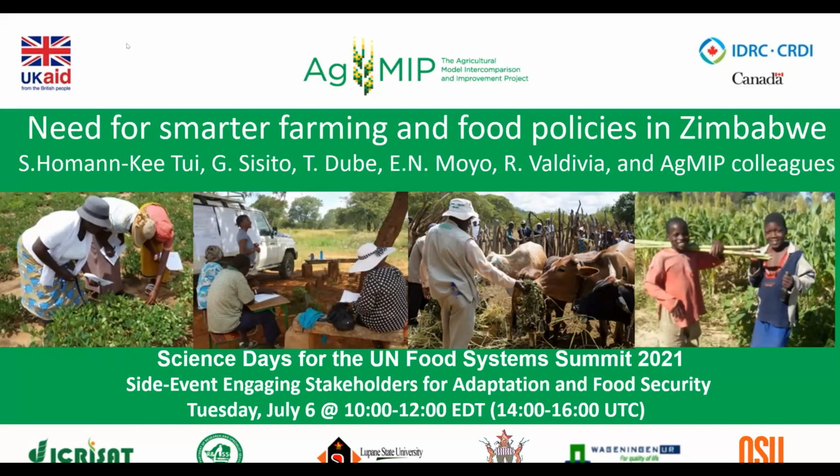So here, I'm giving you insight for the team in Zimbabwe, who has particularly included ICRISAT, Matopos Research Station, National Lupane State University, the Climate Change Department, Wageningen University, with support from Oregon State University. So going back into the last two phases of our engagement with AgMIP, and looking in particular at what we can take from this integrated modeling and scenario development to inform farming and food policies in Zimbabwe. Next one.